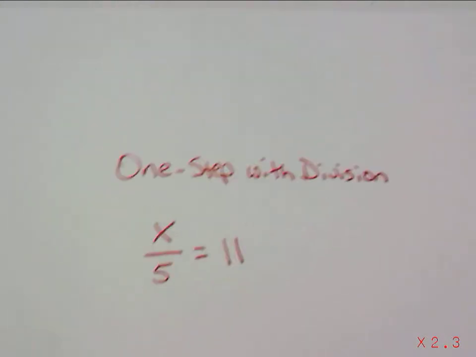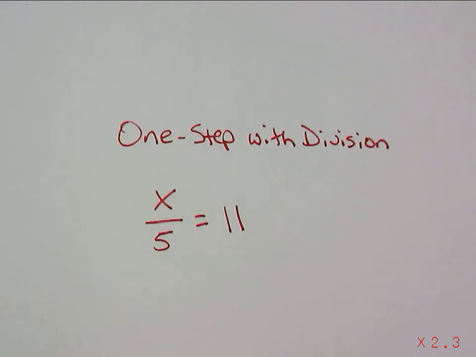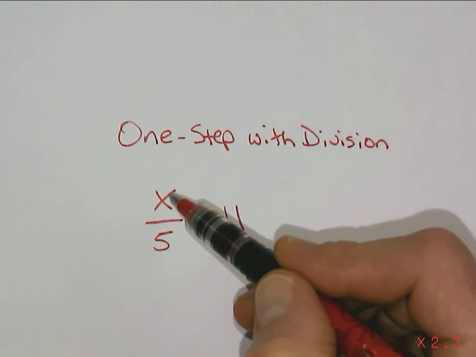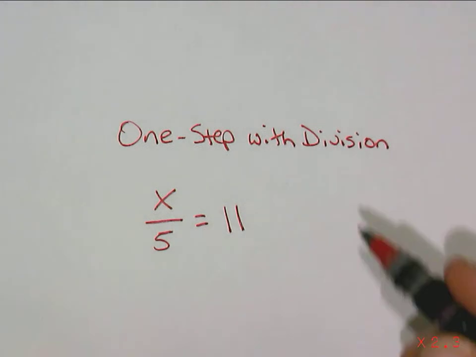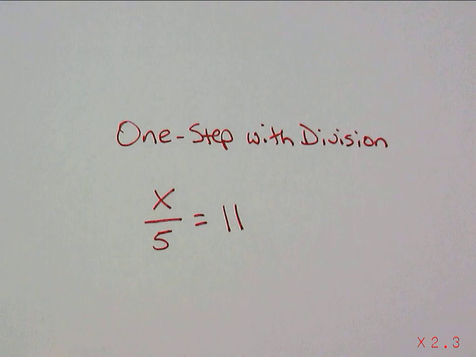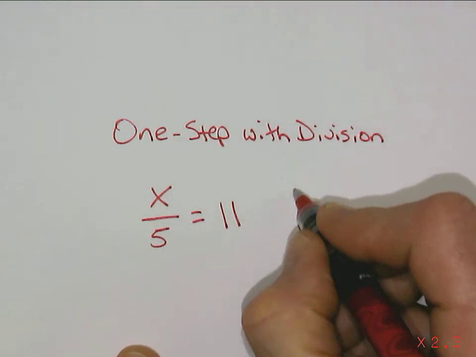So if I have division, which is what fractions are, so you might say, well, this looks like a fraction. It is. It's x divided by 5 equals 11, so what number divided by 5 equals 11? And if you've noticed in all of the things we've done, whether it was addition, subtraction, or multiplication, we've always used the opposite operation. So the opposite of division would be multiplication.